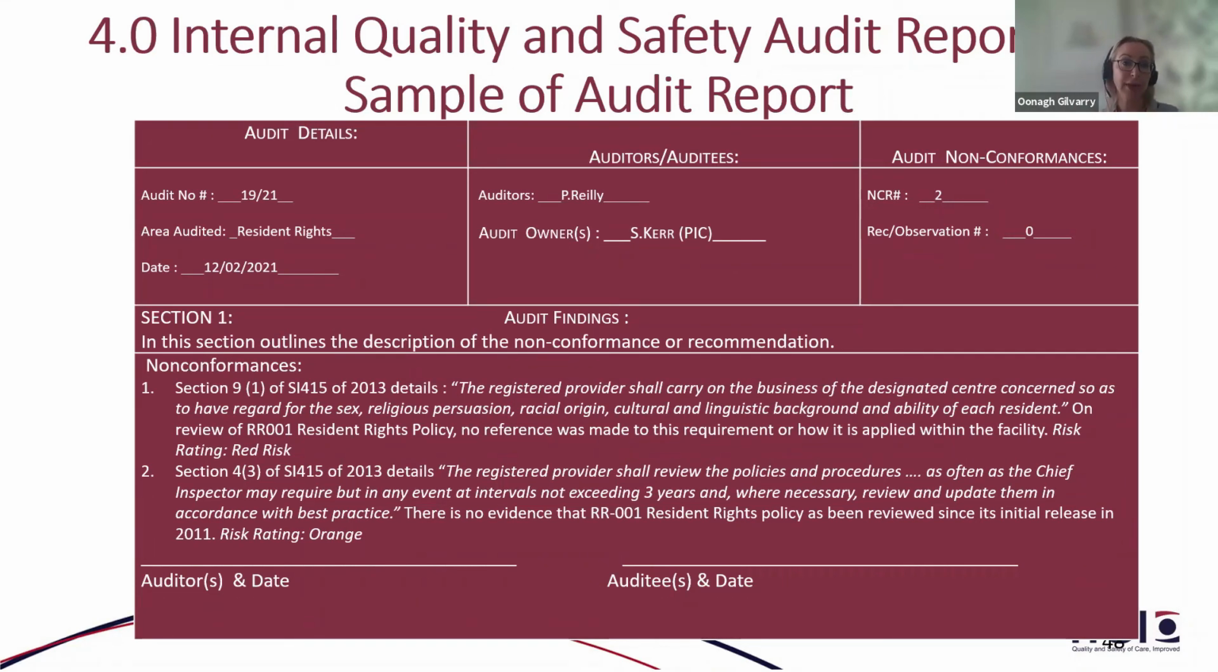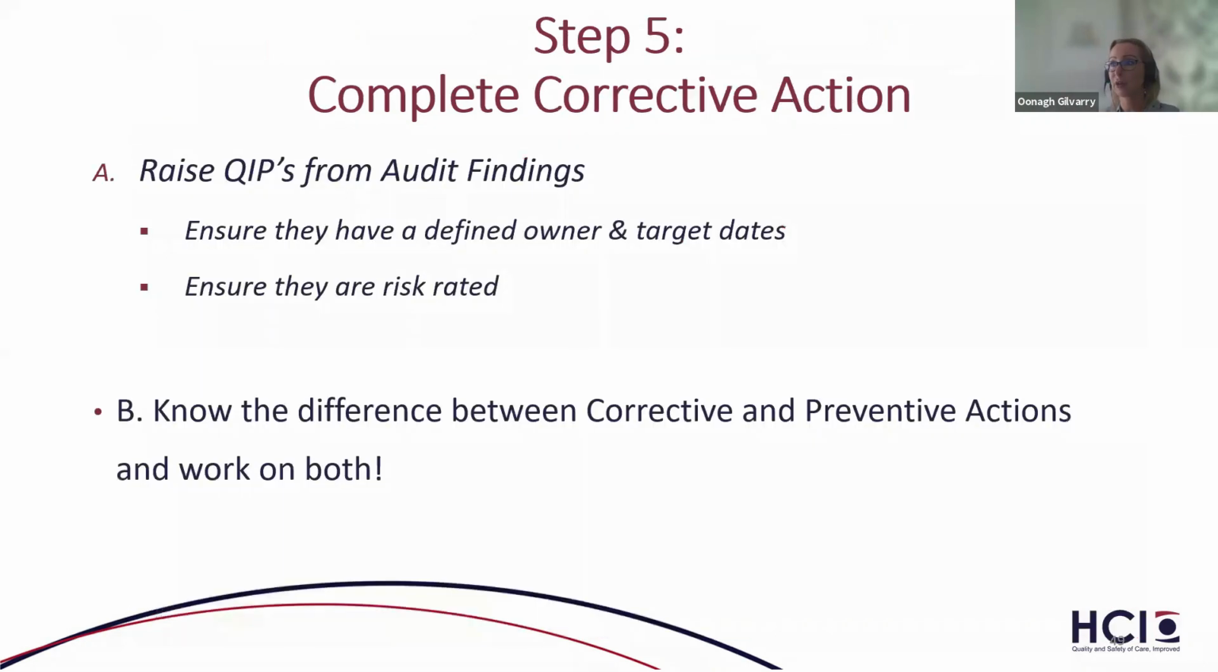Now, some of you will utilize the soft copy or the software models, but this is the type of presentation that you're looking for. In relation to audit findings, get your QIPs done and get an owner on them and a target date, and make sure that they're risk rated. So generally from the findings, put them into a QIP some way that they're not going to be forgotten and left to get dust on them, and try and get some corrective and preventive actions.